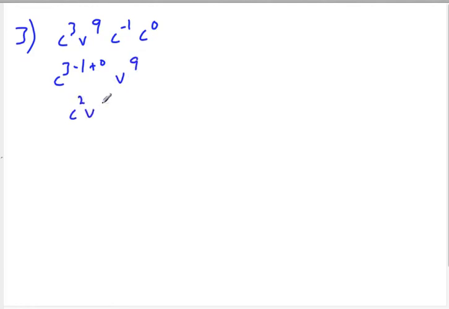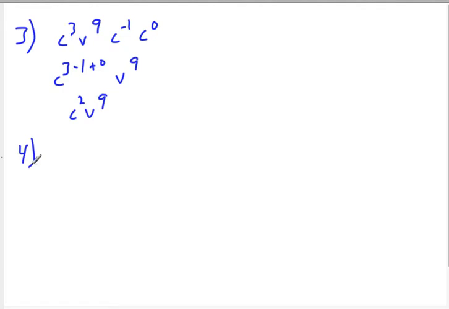Okay, moving on to number 3. We have c^3 v^9, c^-1, c^0. And same instructions. So c^3 times c^-1 is c to the 3 minus 1, and then plus 0, I guess, times v^9. So it's just going to be c^2 v^9. The c^0 is really a 1, so it doesn't affect anything.